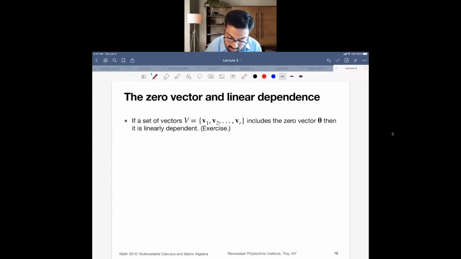So you're saying that one of these is a 0 vector. If that is the case, it is a linearly dependent set of vectors. So let's try to see. What we can say is, for convenience, we'll pick v1 to be the 0 vector.